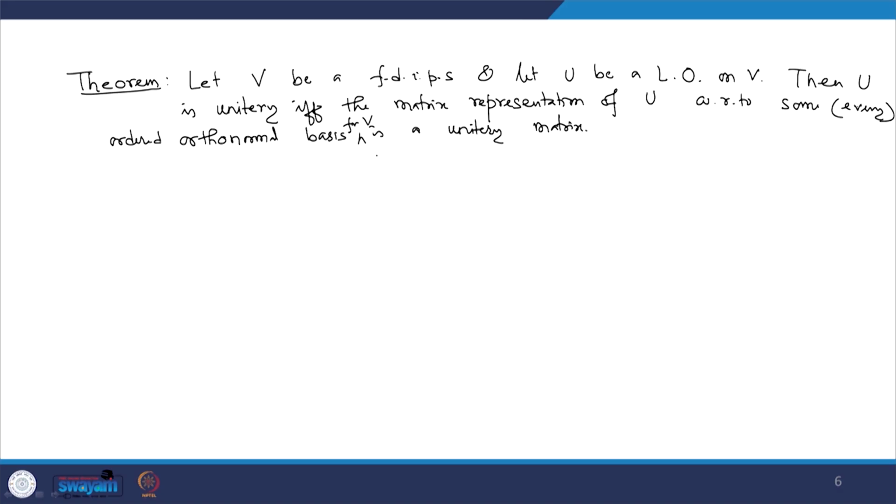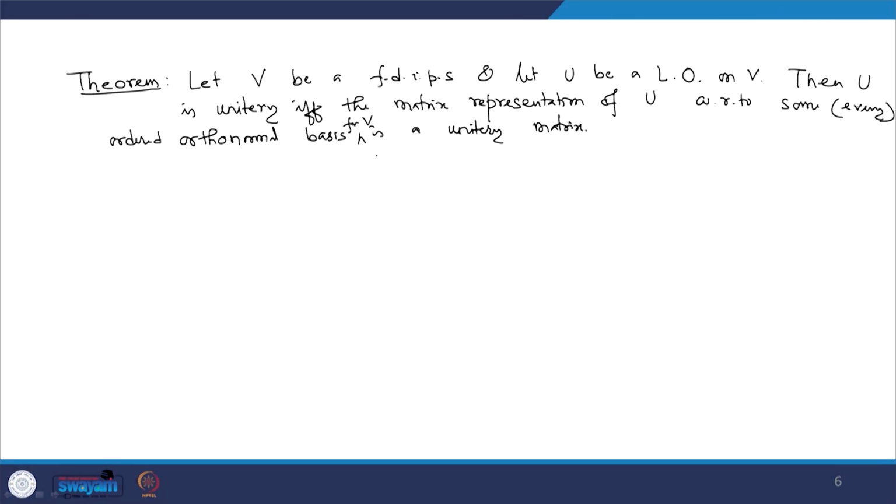So, here also I will say a unitary operator over a finite dimensional inner product space also satisfies all sorts of equivalent statements. I mean to say, if U is a unitary operator, then it preserves inner products, implies it satisfies the criterion that it carries every orthonormal basis, or some orthonormal basis for V, onto an orthonormal basis of V. So, based on that only I have written here, U will be unitary if and only if the matrix representation of U with respect to some or every ordered orthonormal basis for V is a unitary matrix. Okay. So, let us give a proof.